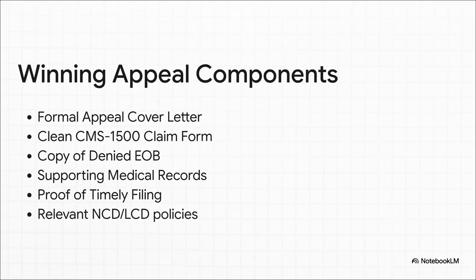If you're disputing a medical necessity denial, your operative notes are your best friend. If you're fighting a timely filing limit denial, your proof of timely filing, or POTFL, is your absolute golden ticket. And always include a copy of the denied explanation of benefits. You've got to show them exactly what decision you're asking them to reverse.